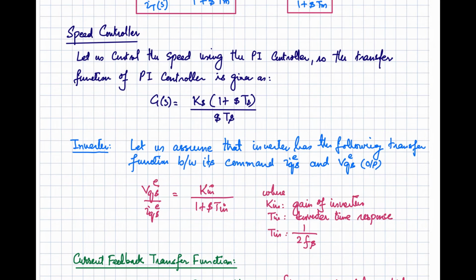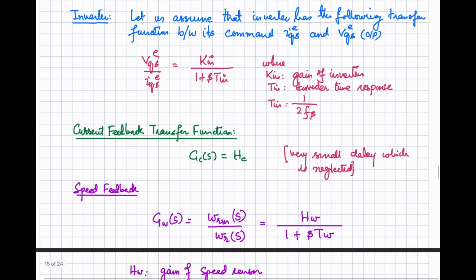Usually the time response of your inverter is very small because you have the semiconductor switches, so they change state in a very small interval of time, in the range of nanoseconds or a few microseconds. So usually we will be considering only the gain part of the inverter, because the inverter is the fastest component in this loop, as it is based upon semiconductor devices.